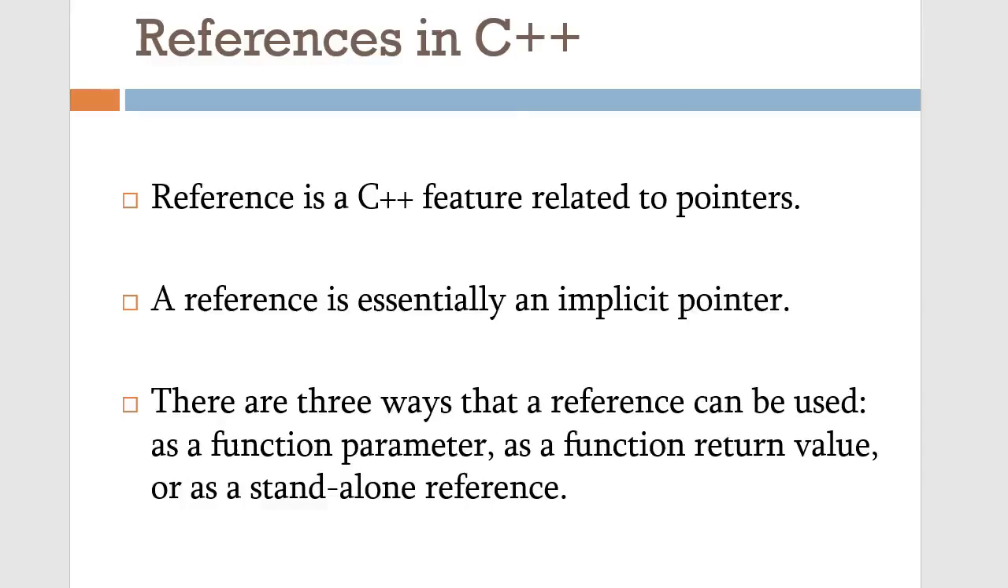progress further. There are three ways that references can be used. First, as a function parameter, when you pass the parameter to a function. Second, when you return any value from a function. And third, as a standalone reference, that is, as a variable. So a variable can be used as a reference.